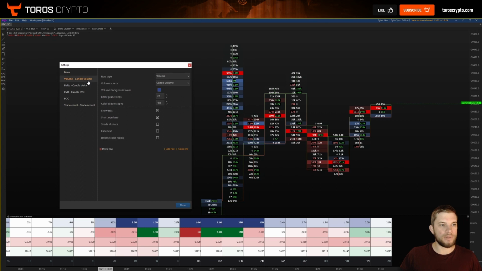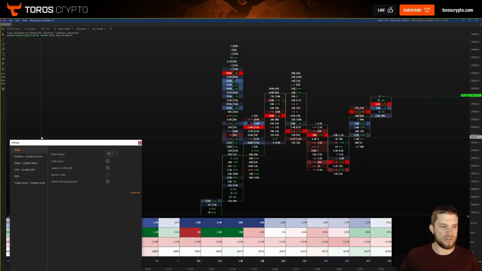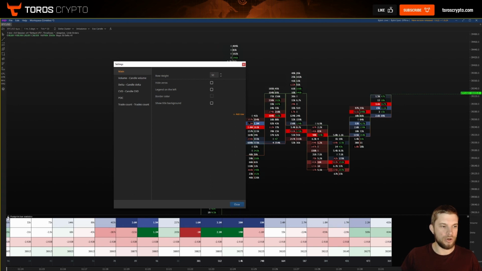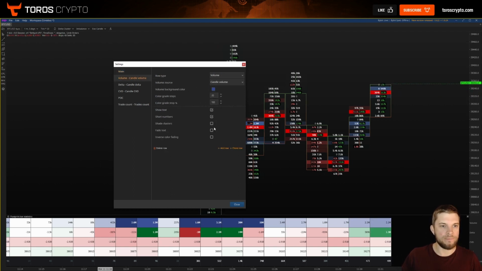So on here, you do have obviously the options for that. If you click on the little cog settings wheel here, then you have different settings that you can change. You can put the legend onto the left hand side rather than on the right hand side. You can show a background, although of course we don't need to do that.